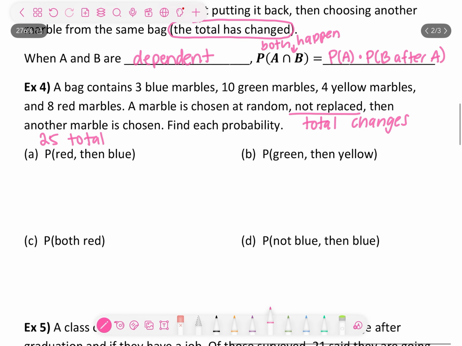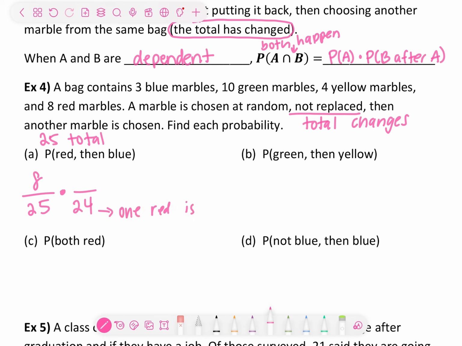So now we're going to do these probabilities. The probability of red, then blue. The probability of red is the first one. That's based on the 25 total. So we have 25 total marbles. The probability of getting a red is going to be the 8, right? There's 8 red marbles. Times, still the probability, but now that red marble is to the side. So now there's only 24 marbles. I'm going to say 1 red is missing, right? And so that's why in this case the total's changing and this is dependent.